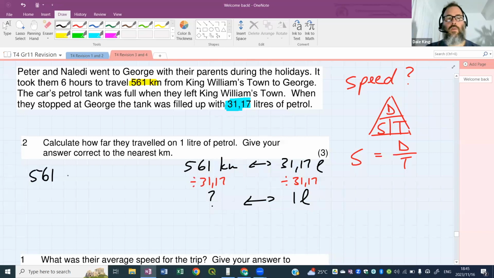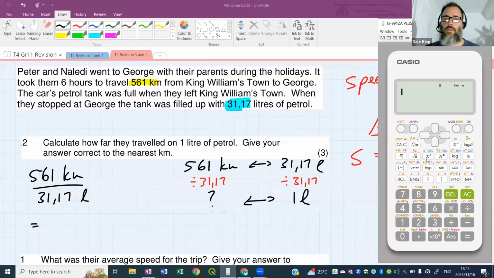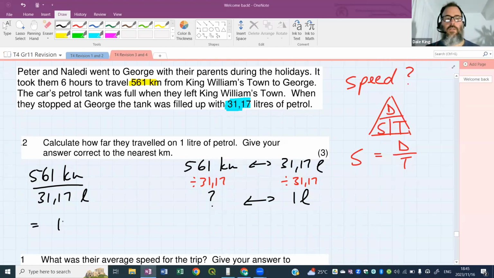So 561 kilometers divided by 31.17 liters gets us, like you all have tried, 17.99807 kilometers per liter. But they want you to round off to the nearest whole kilometer. So obviously this is going to go to 18 kilometers per liter.